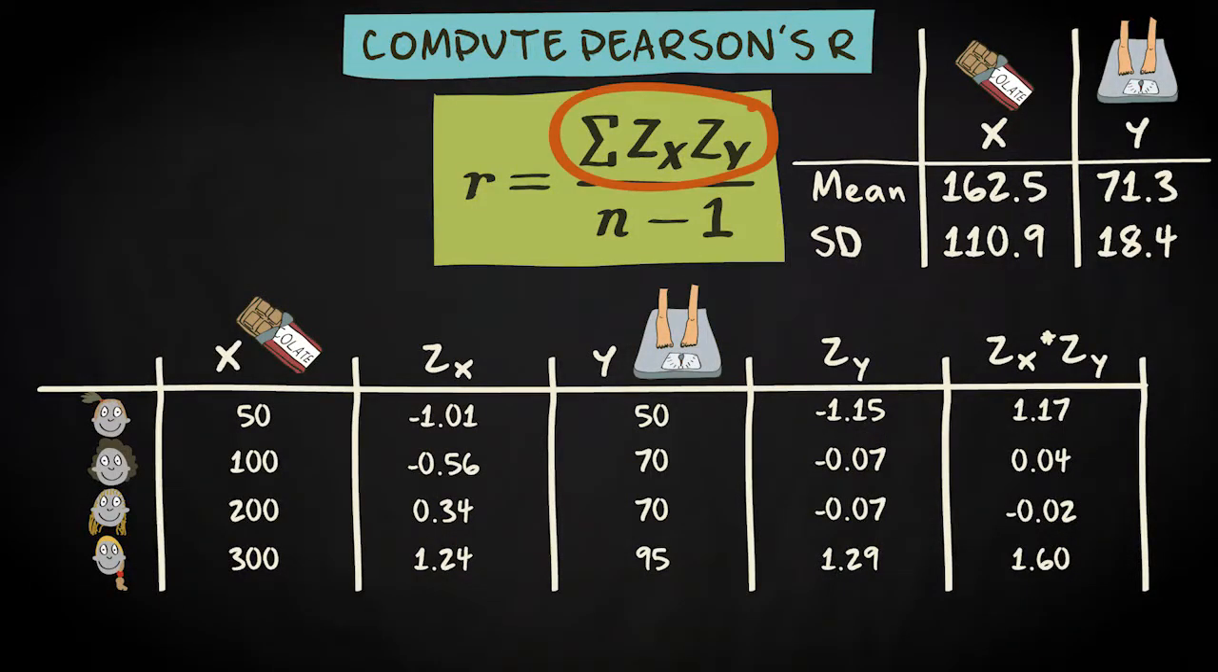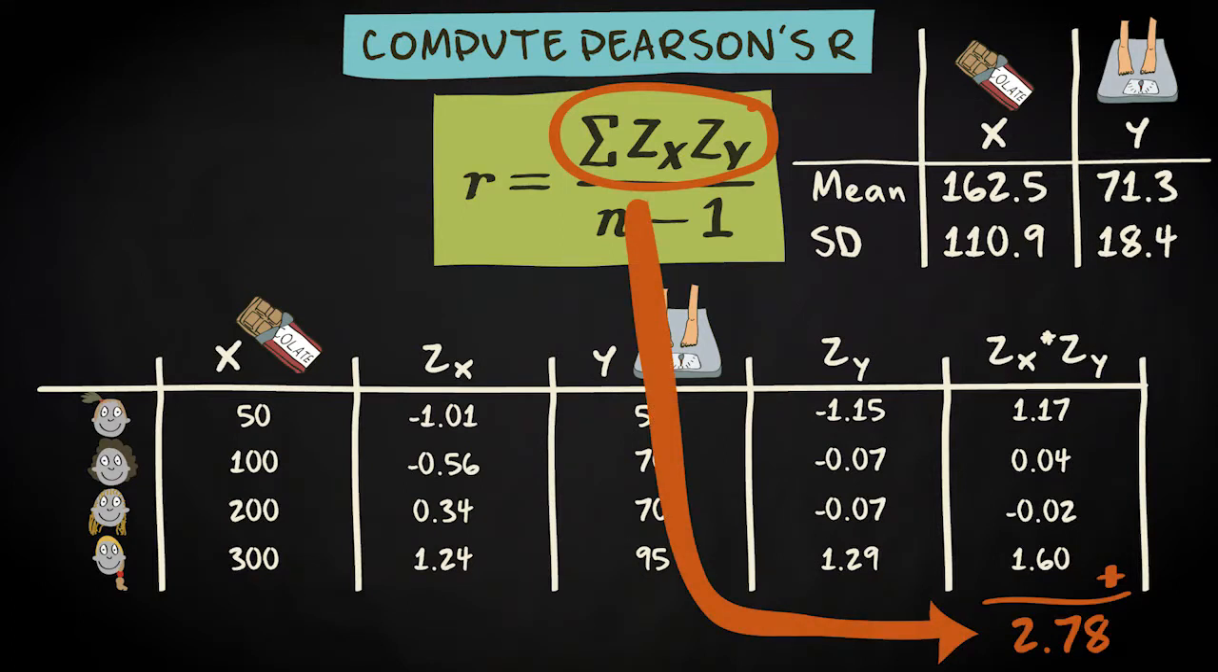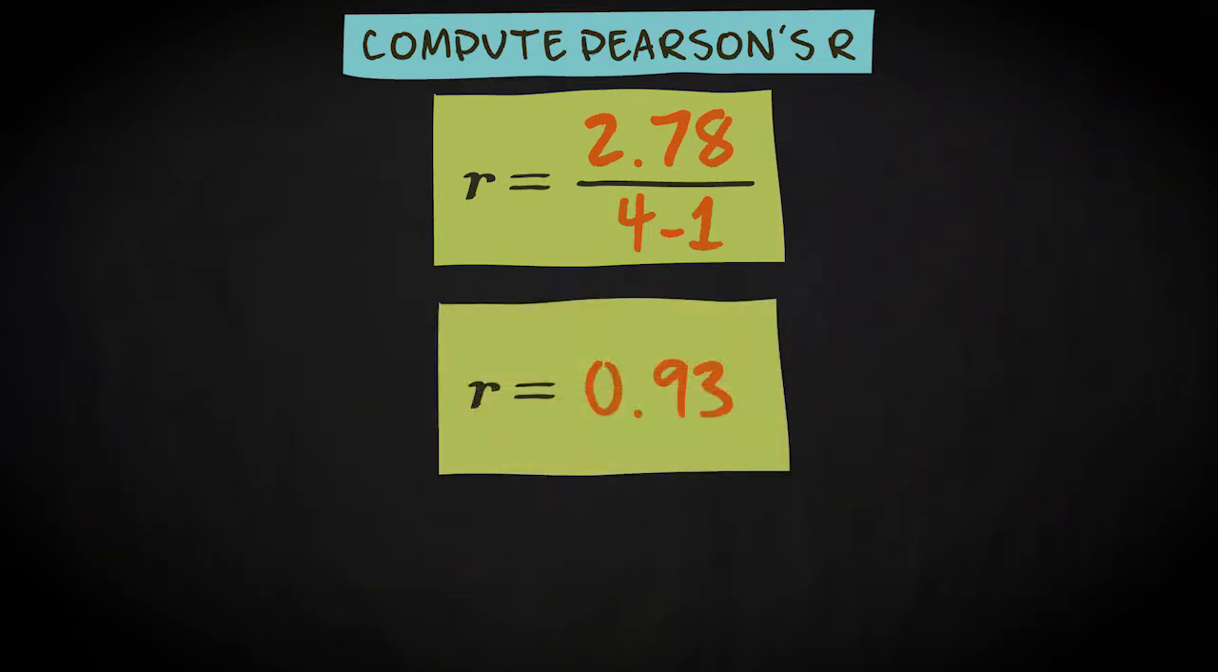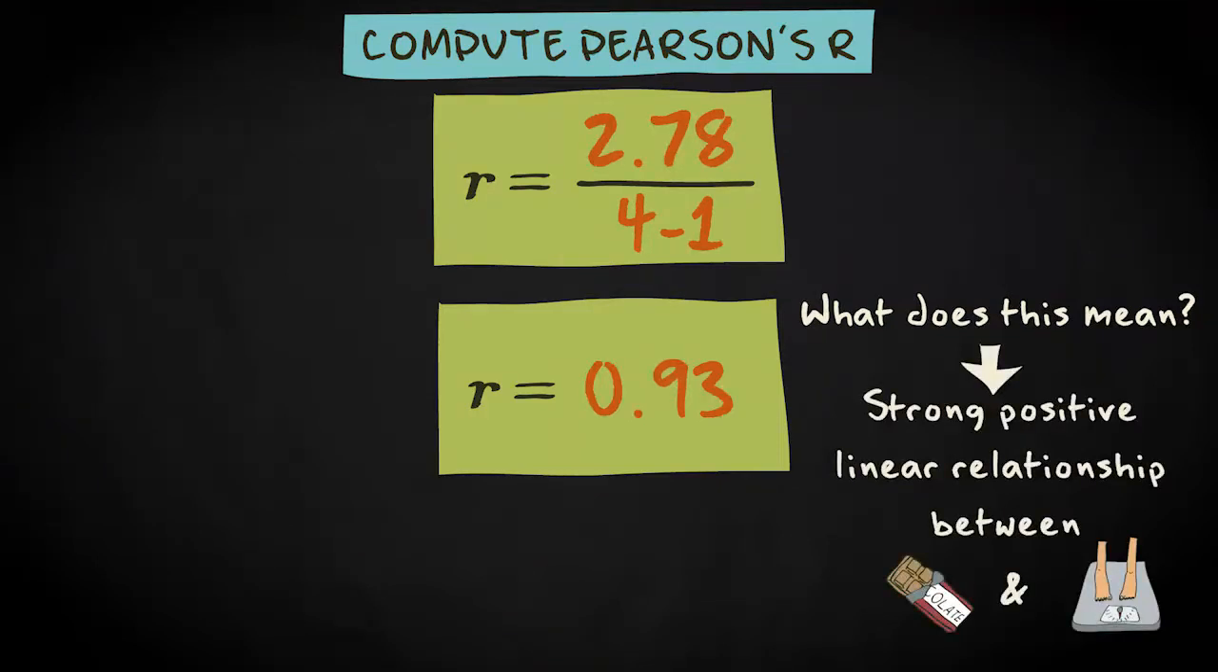To get this part of the formula, we add up all these scores. That's 2.78. To finish, we have to divide it by n minus 1. N equals 4, so in our case, n minus 1 means 4 minus 1. That's 3. The Pearson's R is 2.78 divided by 3. That equals 0.93. What does this mean? It means that there is a strong positive linear relationship between chocolate consumption and body weight.